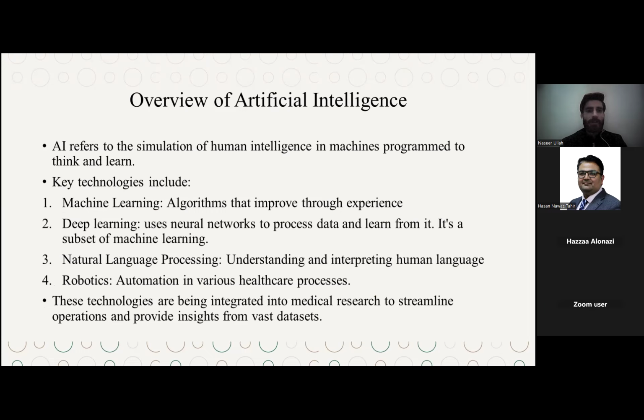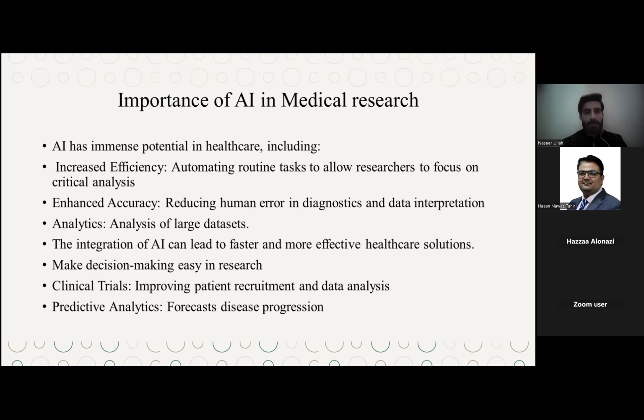Overview of artificial intelligence. Artificial intelligence refers to the simulation of human intelligence in machines programmed to think and learn. Key technologies include machine learning, deep learning, natural language processing, and robotics. You have seen multiple websites on it, like LLMs with ChatGPT, DeepSeek, and now the new one is Grok 3. And machine learning and deep learning are the types of artificial intelligence which are used for different methods.